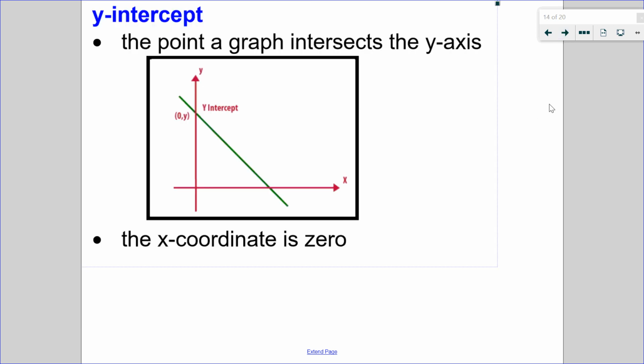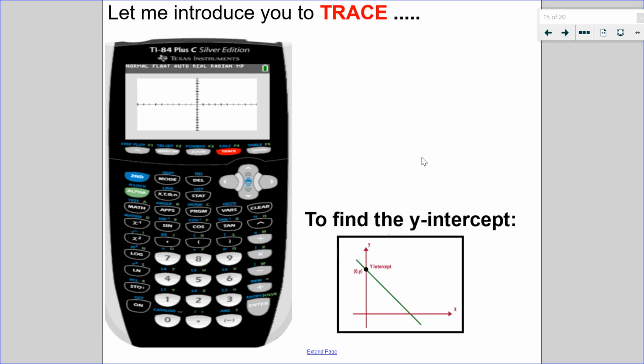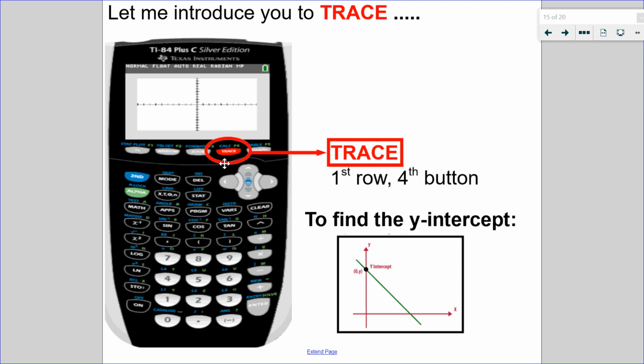Let's talk about y-intercepts. So y-intercepts are the point that the graph intersects the y-axis. So the y-axis here, it's where it intersects. Now it has coordinates of 0, y. The x-coordinate this time is 0. So how we get that on the calculator is using trace. So see this button trace right there, first row, fourth button. That's the button that we're going to use.